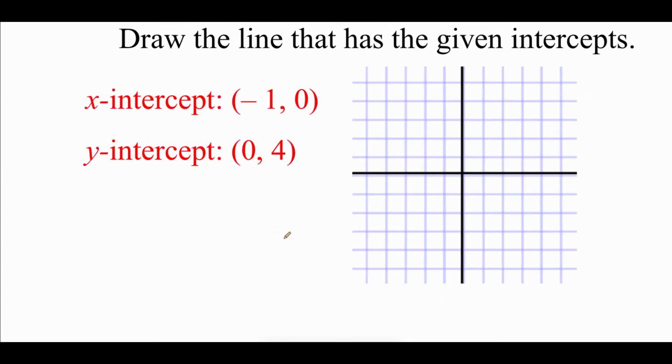So another example here of drawing out a graph given the intercepts. We know that the x-intercept is at negative 1, 0. So from the origin, I go left 1 space, and I'm going to put my dot right there. Then we know that our y-intercept is at 0, 4. So from the origin, I go up 4 spaces and put that dot there. Then I can go ahead and connect these with a nice straight line. And I'm going to put my arrows on the ends of my line to show that it extends forever and ever. And this is the graph given those intercepts.